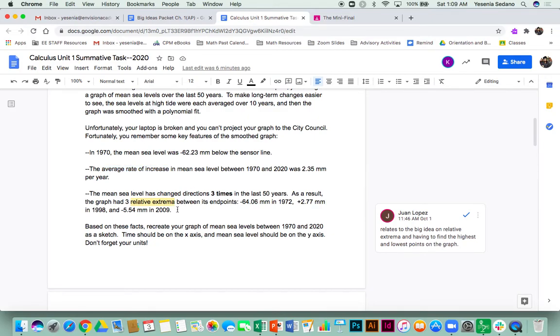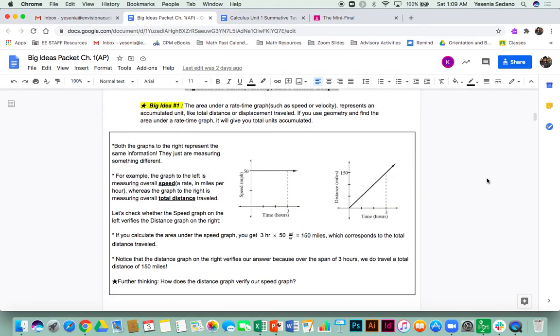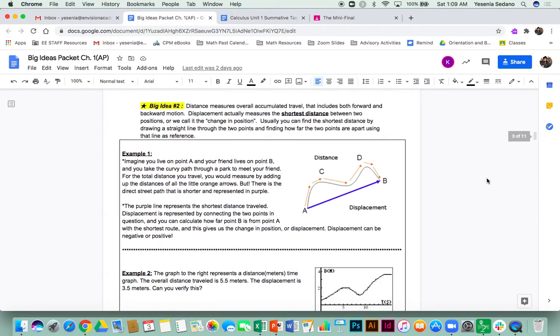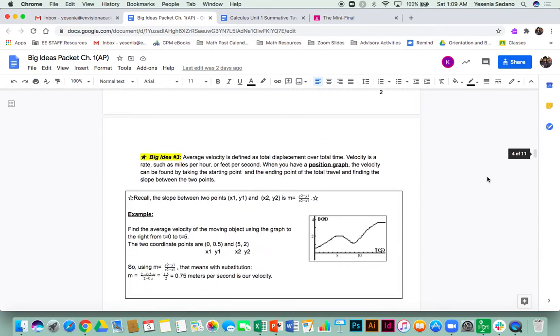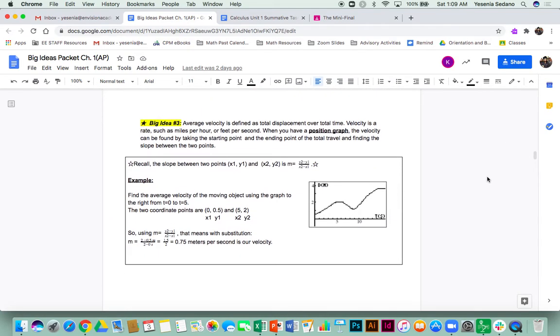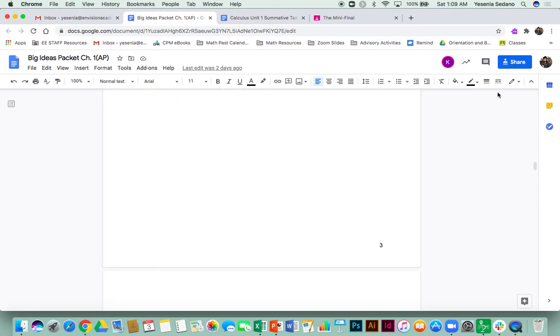Now right here, third bullet point. So this indeed is 3 times. We double checked that, so this is accurate now. The mean sea level has changed directions 3 times in the last 50 years. Now change in direction, super important. We talked about it in class, like when does an object change directions with different types of graphs.